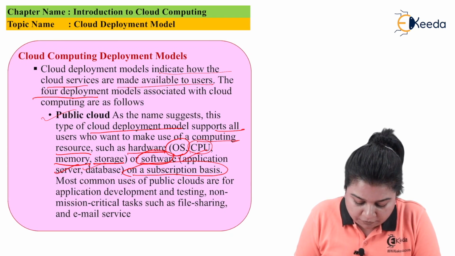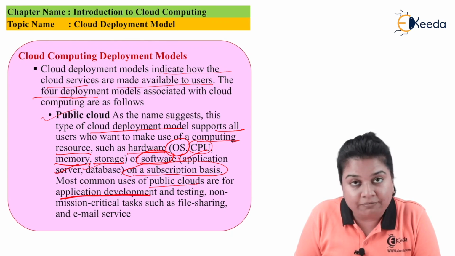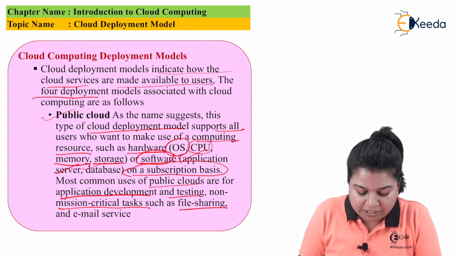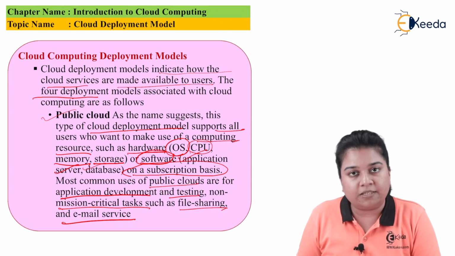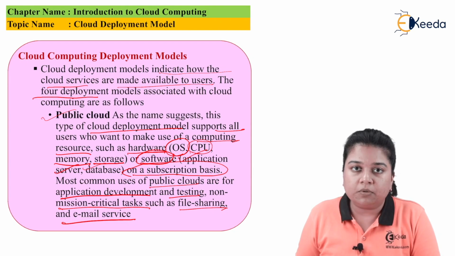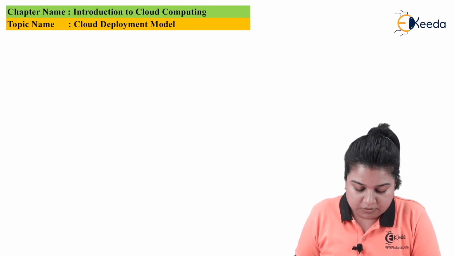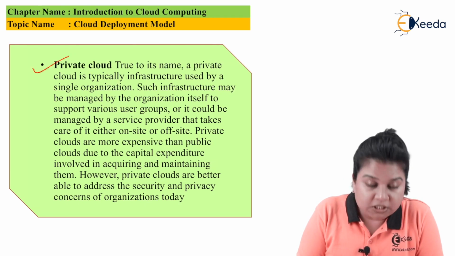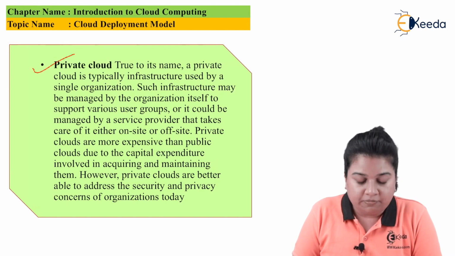Most common uses of a public cloud are for application development and testing, non mission critical tasks such as file sharing and email services. As we use the Gmail services, we share files through Drive, and the email services, Gmail services. Then again, here the next cloud deployment model is the private cloud.